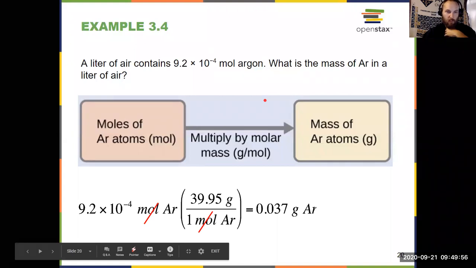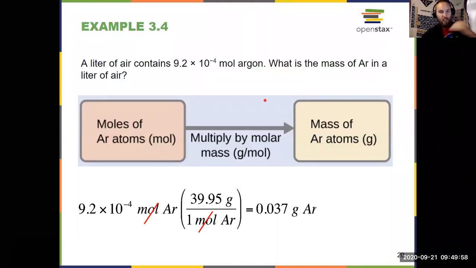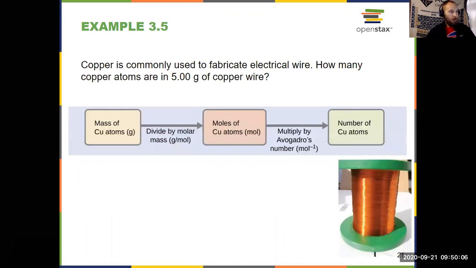0.037 grams of argon. Now I've related moles to grams. I can go grams to moles. I can do moles to grams. No big deal. What about a problem like this? This asks me, you're going to tell the answer: How many copper atoms are in 5 grams of copper wire?